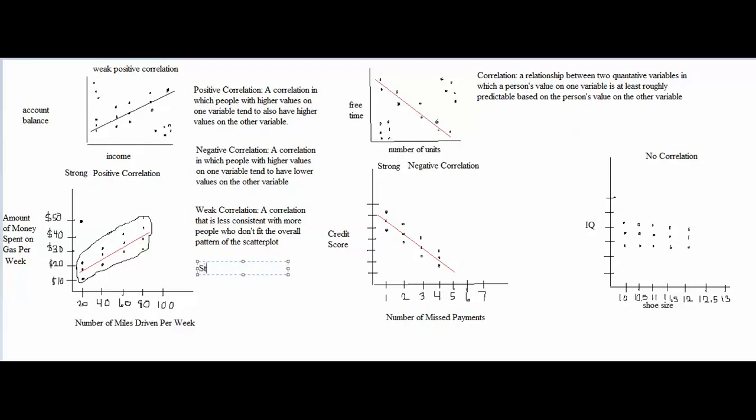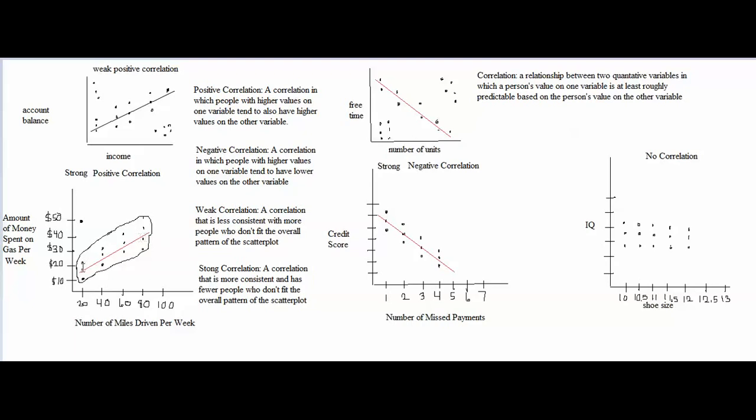A strong correlation is a correlation that is more consistent and has fewer people who don't fit the overall pattern of the scatter plot. These were my two examples of possible strong correlations.